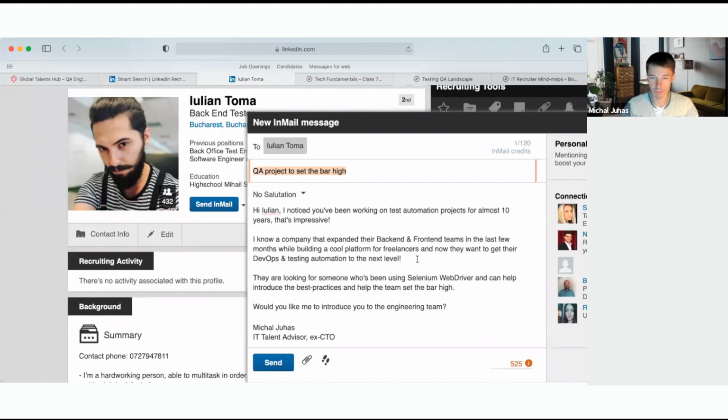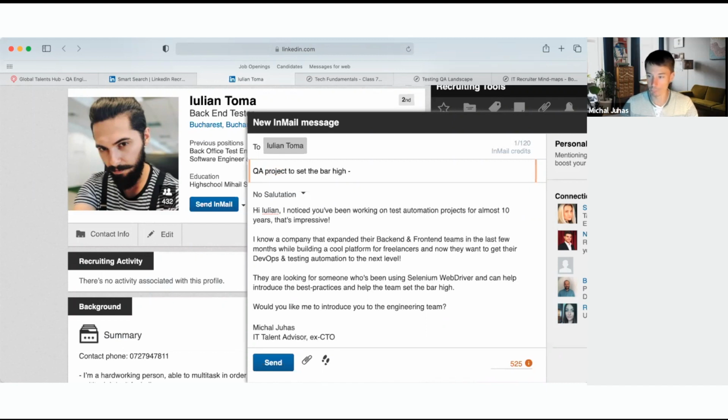Maybe this would be accurate, like "QA project to set the bar high." Like we are offering him a job, but it's a freelance job anyway. It's an opportunity. I mean, the word opportunity is good also, Valentina, nothing wrong about it. It's just personal preference: QA project or QA job? "QA job to set the bar high?" No, probably not. That's a little awkward. But "QA project to set the bar high."